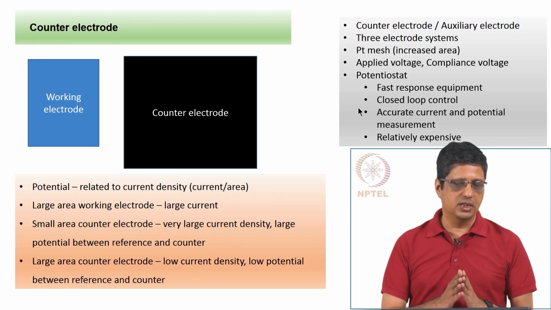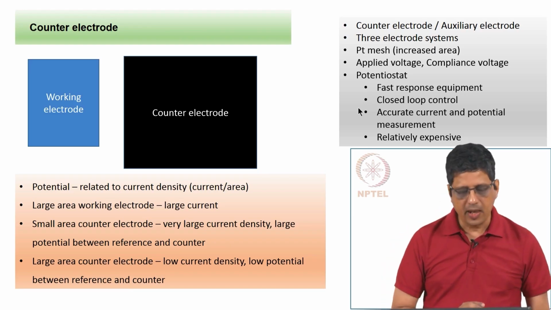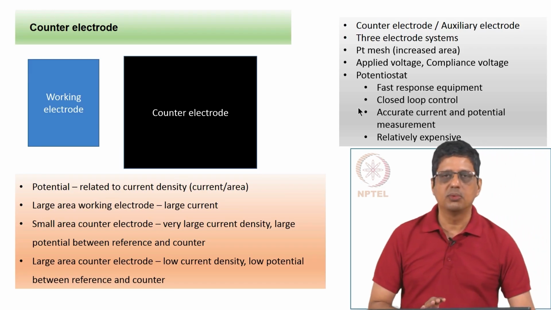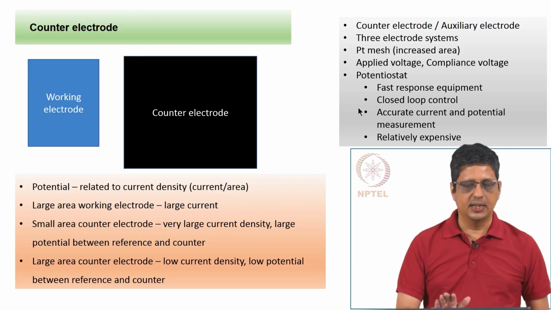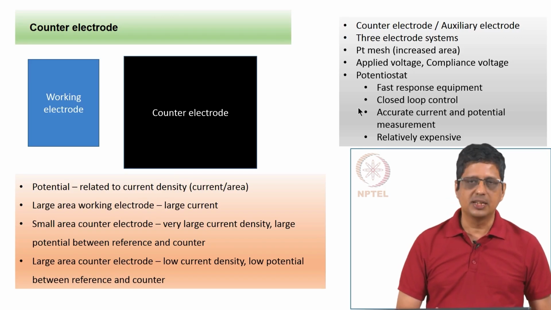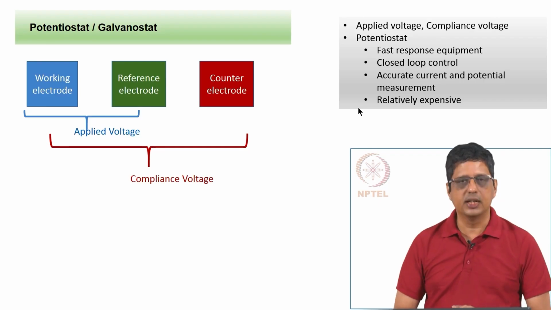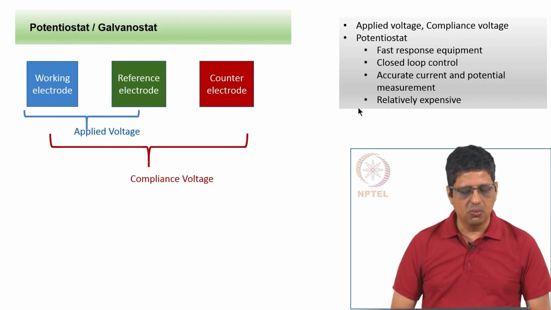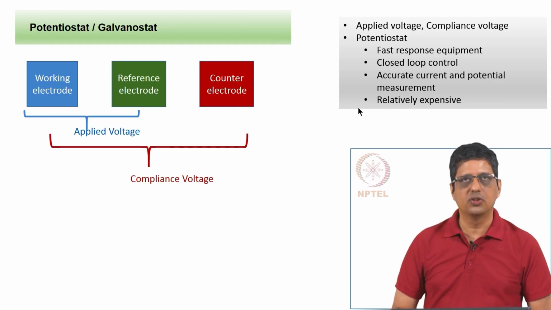If you have a 2 electrode system, it is very easy to get an instrumentation for that. But then a 2 electrode system is probably useful only in electrical circuit analysis and in some special cases. For an electrochemical system, it is better to employ a 3 electrode system. So, this is just a pictorial description to tell you what is the applied voltage, where it is measured, and what is the compliance voltage. It is measured across the working electrode and the counter electrode.